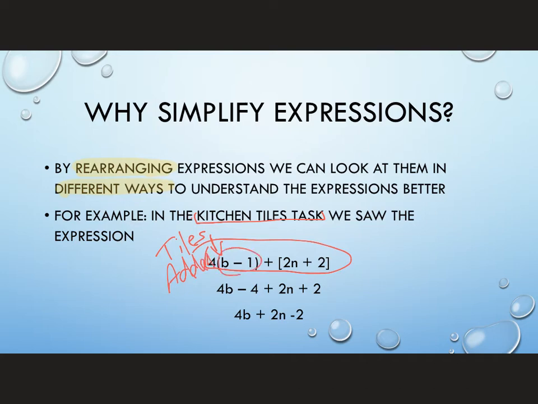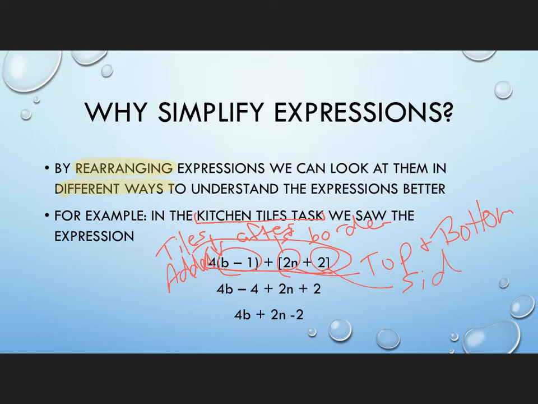B minus 1 was because this was after the first border. And then remember the 2n was the top and bottom ones, and the 2 were the sides. So I could explain what each part of that is.